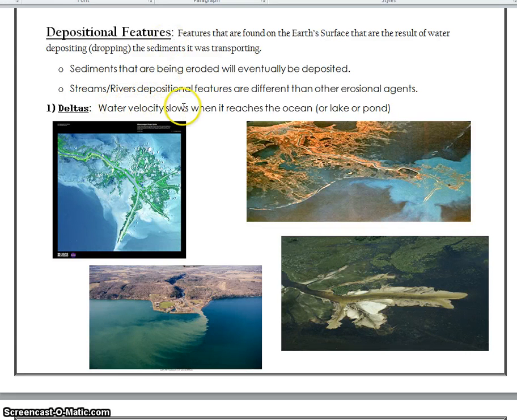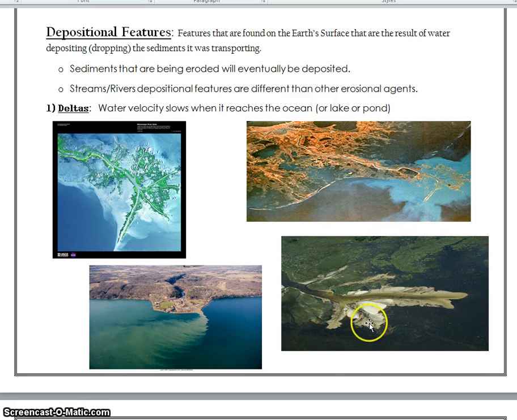Here, when the water velocity slows down, when it reaches some quiet water, an example of that would be a lake, a pond, or an ocean, the water slows down, and what the river or stream is carrying starts to get deposited in this characteristic unique shape called a delta. For you guys, the most famous one that most people remember is the Nile Delta, but here's a Mississippi example of the unique shape of the delta, and also here.